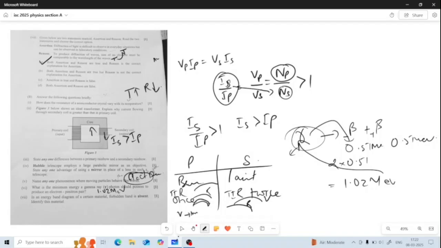In an energy band diagram of a certain material, the forbidden band is absent. So identify this material. The forbidden band is absent, there is no energy gap. So that means the valence band and conduction band are overlapping. So this happens in the case of conductors.